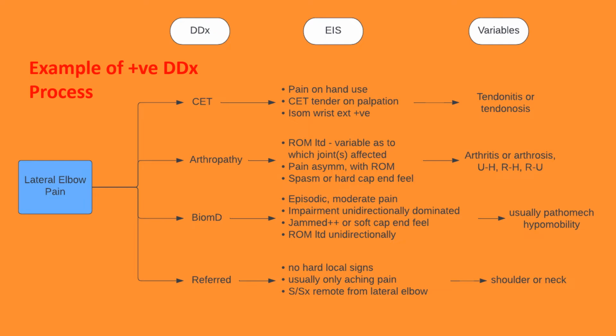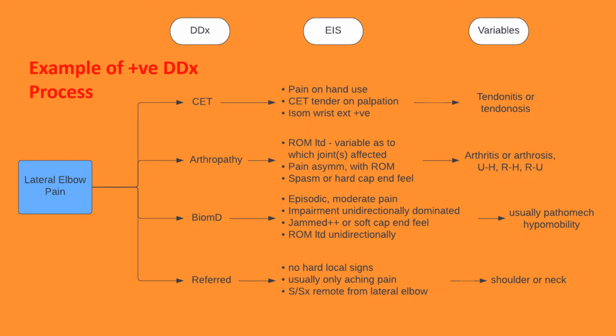This biomechanical dysfunction is usually a subluxation. It's usually a pathomechanical hypomobility that gives you the episodic pain and so on. So it usually is the jammed joint. Referred pain, what you're going to find here is there's no hard local signs. There may be neurophysiological signs because of nociception, reflex inhibition and so on, but you can get rid of these by basically inputting proprioception, wobbling the joint, and those soft signs will go away.